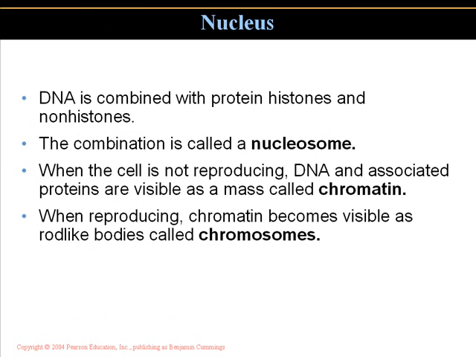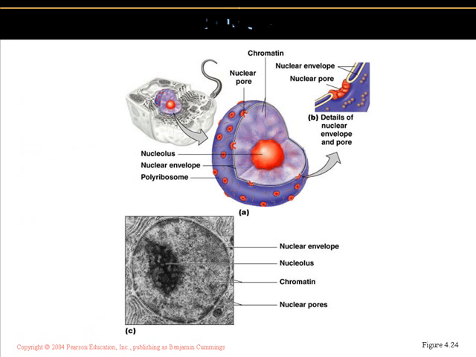DNA is combined with histone and non-histone proteins inside the nucleus. The combination is referred to as the nucleosome. When the cell is not reproducing, DNA and associated proteins are visible as a mass called chromatin. When reproducing, chromatin becomes visible as rod-like bodies referred to as chromosomes.